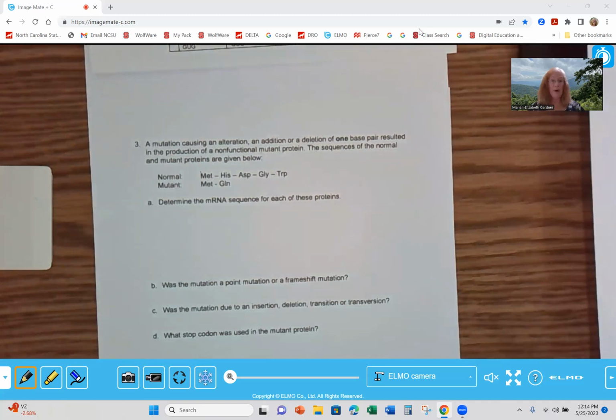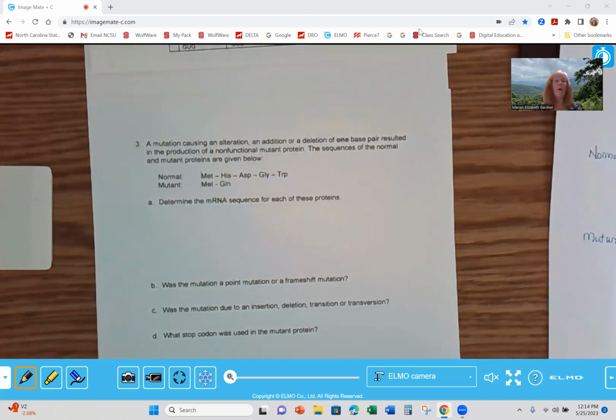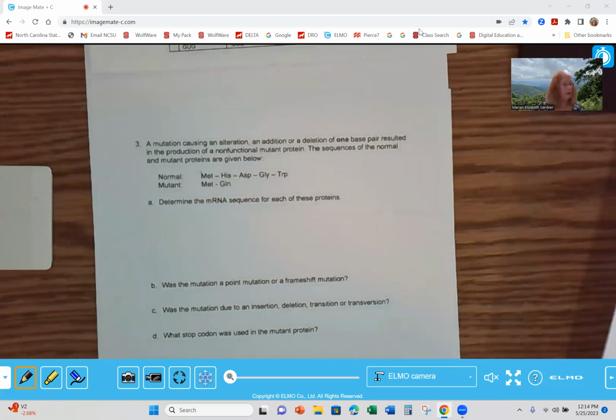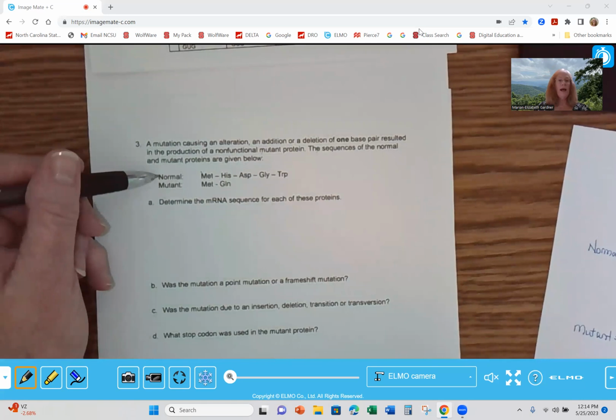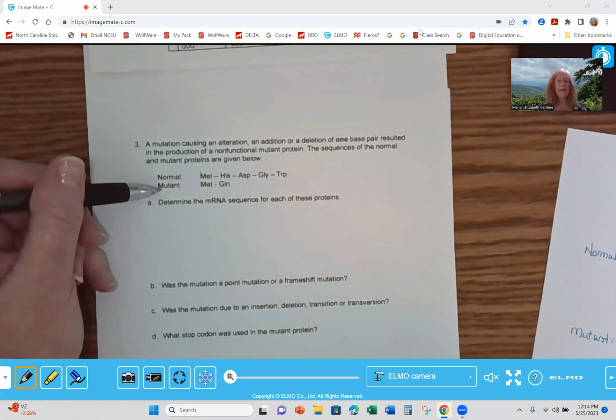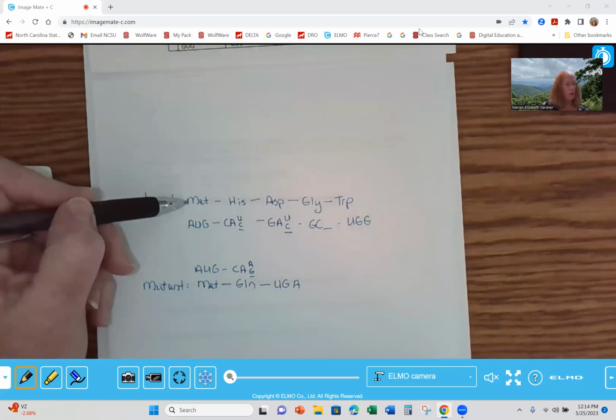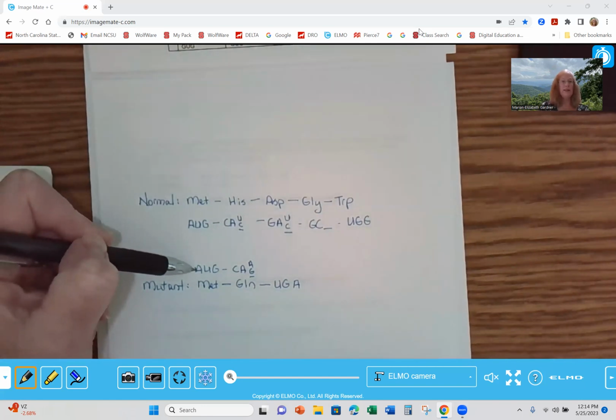And it may not be a perfect thing. And then we will be able to figure out where the mutation was, figure out if it was point or frameshift. And then, if it was a point mutation, was it a transition or a transversion? If it was a frameshift, was it an insertion or a deletion? And maybe we can even figure out the stop codon that was used in the shorter protein, which happens to be the mutant protein. So the way I start this is I write these amino acid sequences out and I space them. So I've written the normal sequence here and the mutant sequence there.